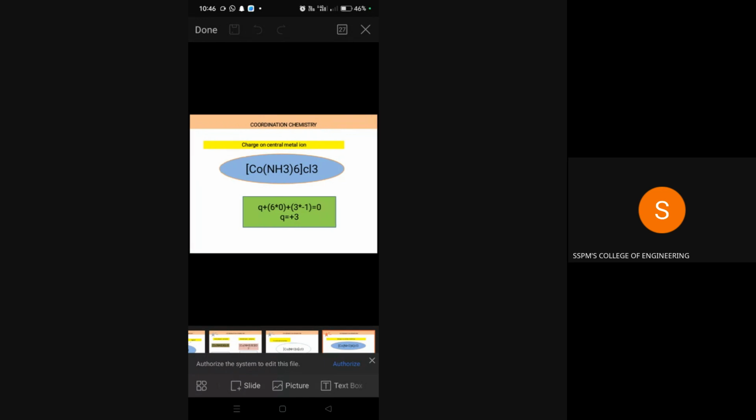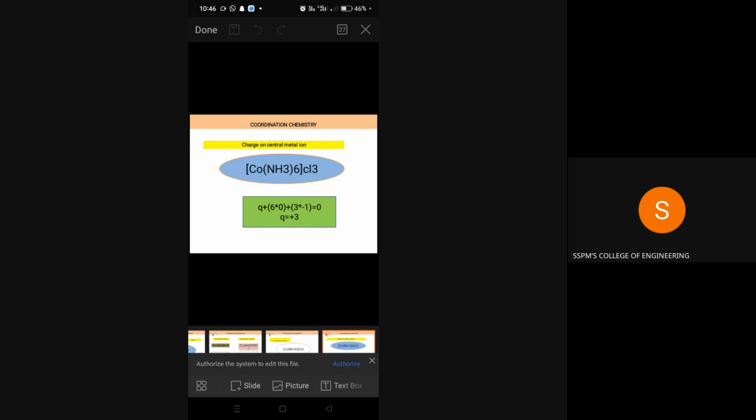सो Q + 6 × 0 + 3 × -1 is equal to 0. सो आता हा काय जनरल फॉर्म्युला नाही आहे, it is for that specific example. कोबाल्ट [Co(NH3)6]Cl3. सो आता चार्ज काउंट कसा केलाय बघा. Q म्हणजे काय, Q is the charge on that central metal ion, प्लस NH3 ६ म्हटलंय. So 6 ammonia molecules are attached to that cobalt, hence 6.